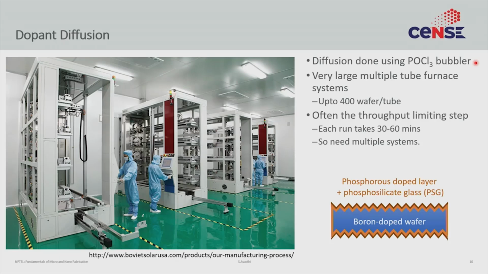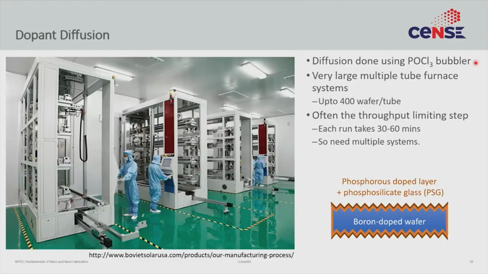So the POCl3 liquid, you bubble gas through it, get the phosphorus inside, that dopes the wafer, and you move on. Now, because this is a batch process, because you're doing this in a furnace, in order to increase the throughput, they are massive batches. So here's an example, I think, from Boviet Solar USA. I think there's a production system. So you can see the scale of things, right?